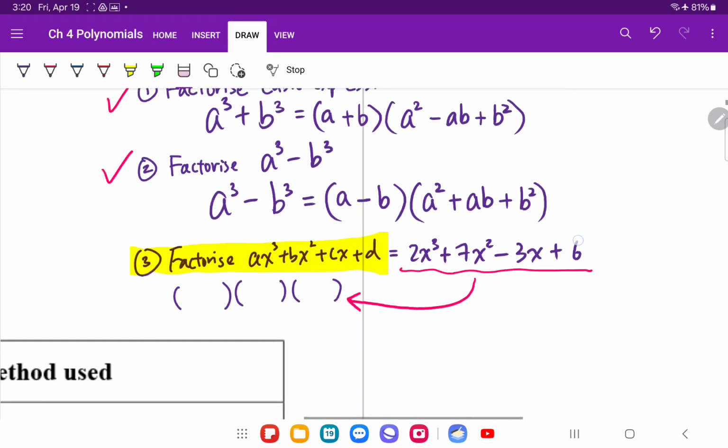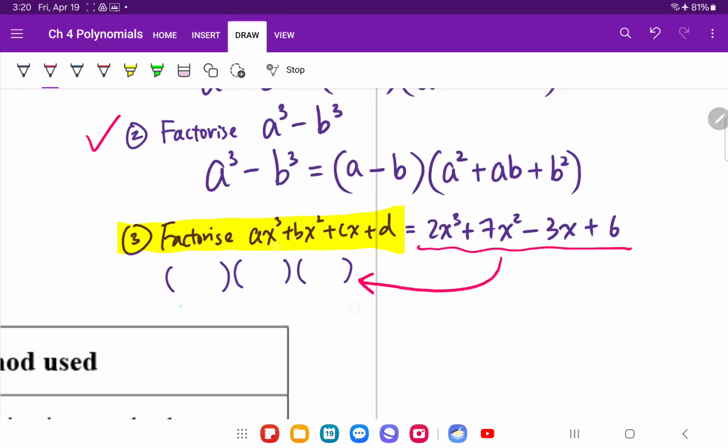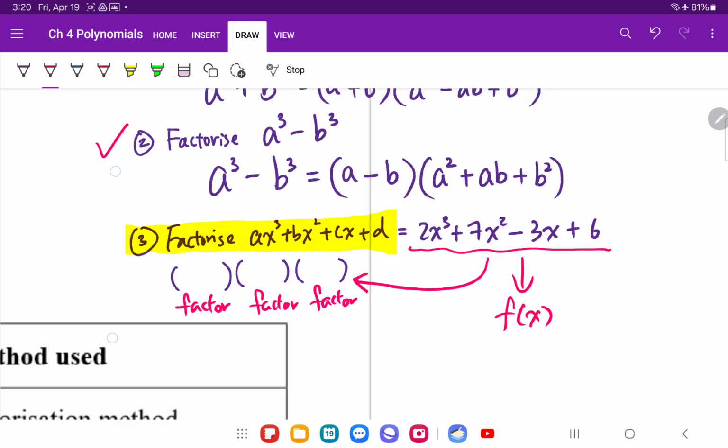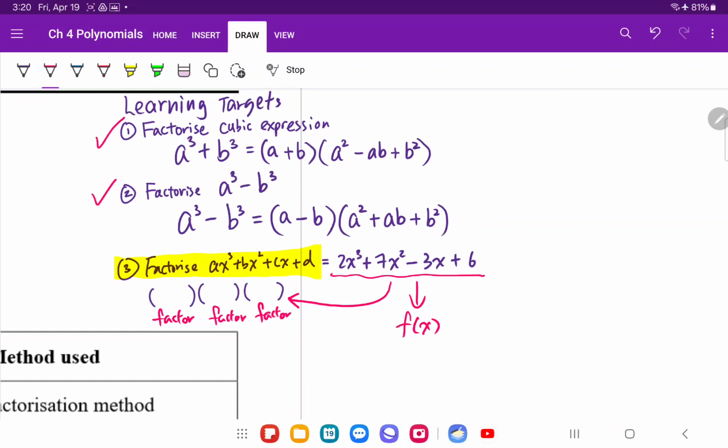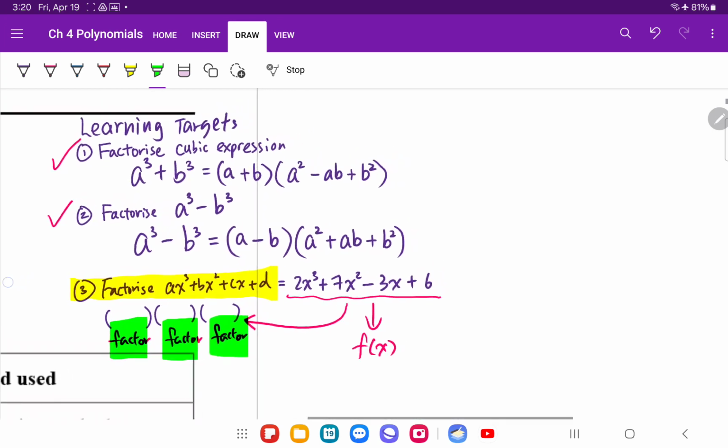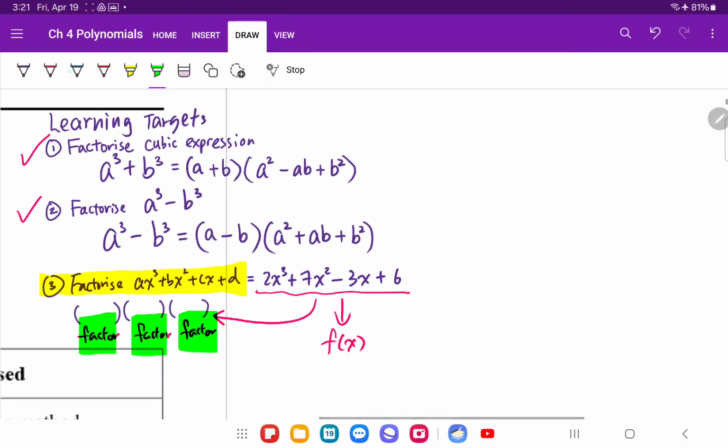Now each of these brackets is known as a factor of this function. Let's call it f(x). So this is what we're going to do today. But if you heard what I just said, I stress on the word factor. Now this tells us that today's lesson is very related to the factor theorem.